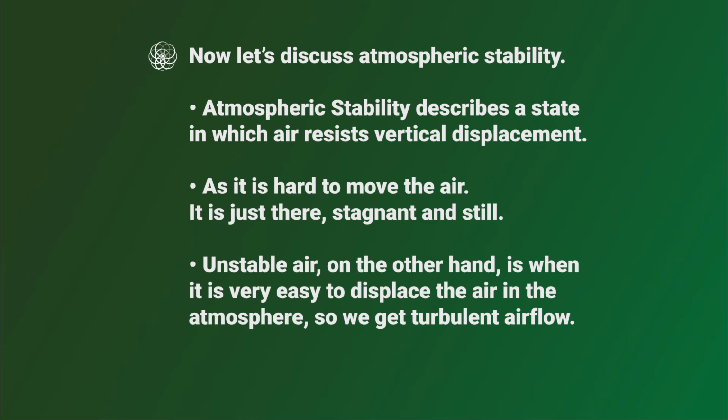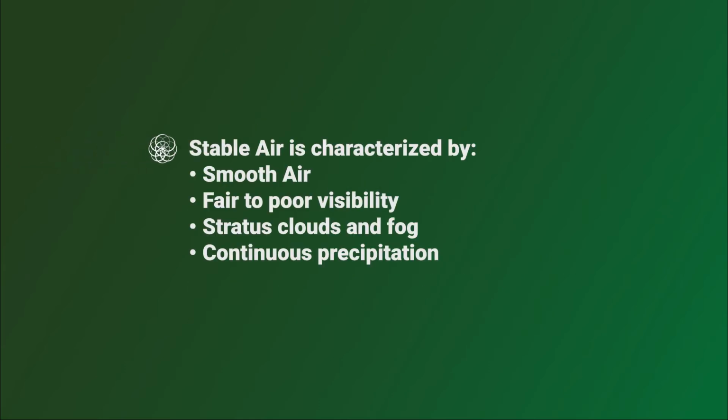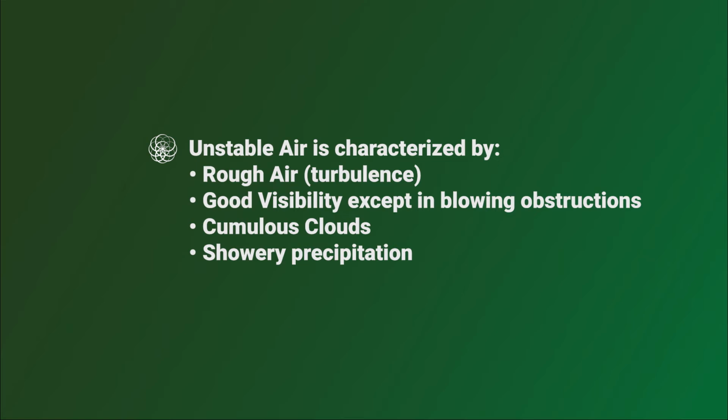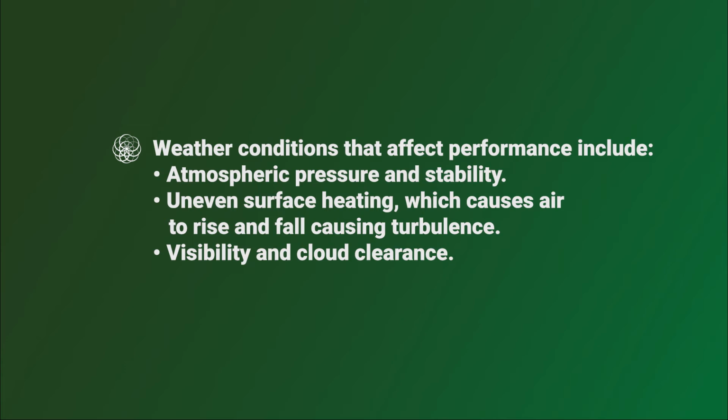Stable air is characterized by smooth air, fair to poor visibility, stratus clouds and fog, and continuous precipitation. Unstable air, on the other hand, is characterized by rough air or turbulence, good visibility except in blowing obstructions, cumulus clouds, and showery precipitation. Weather conditions that affect performance include atmospheric pressure and stability, uneven surface heating, which causes air to rise and fall, causing turbulence, and finally, visibility and cloud clearance.